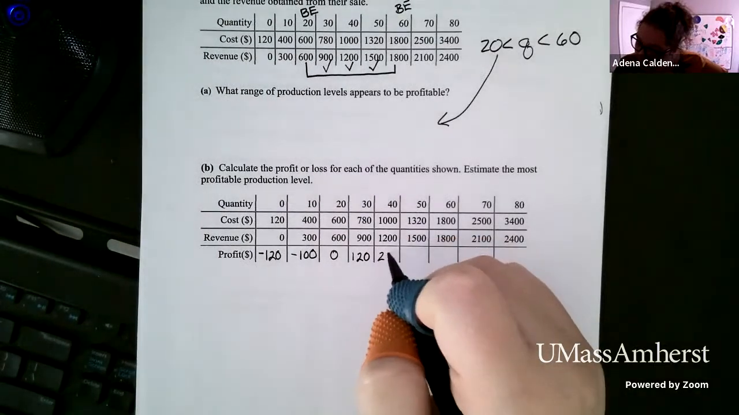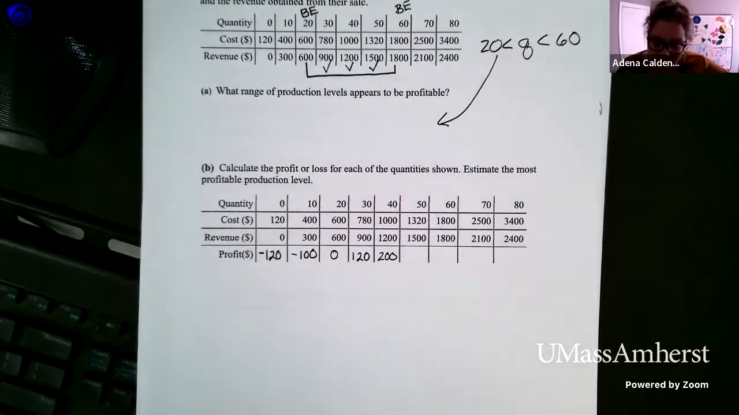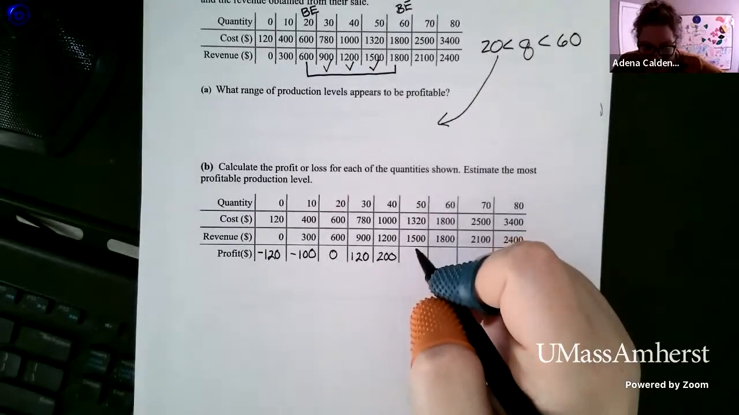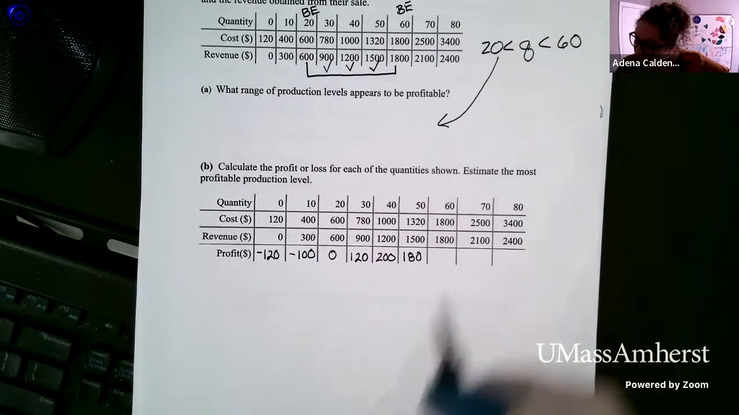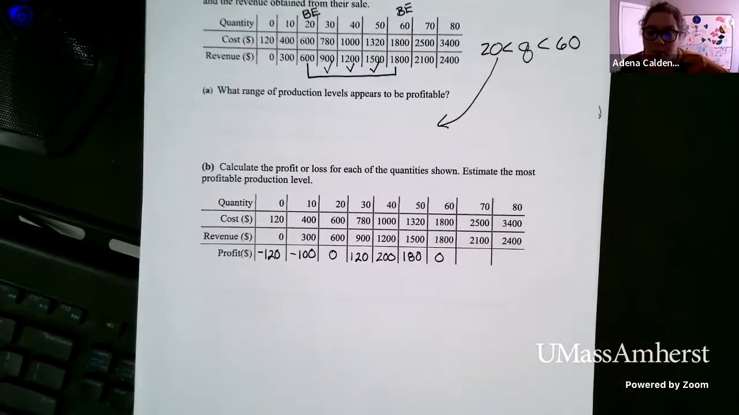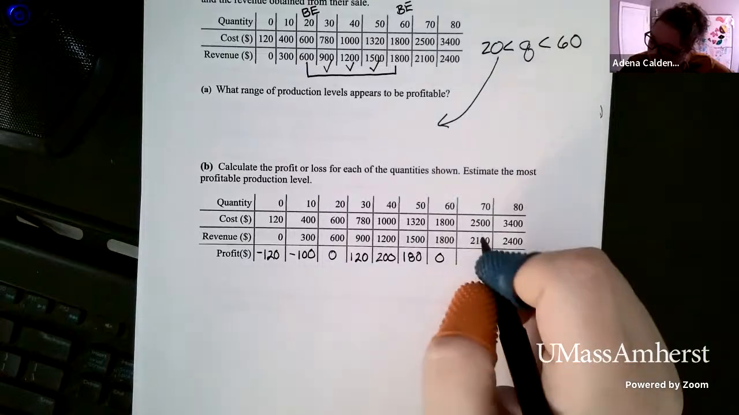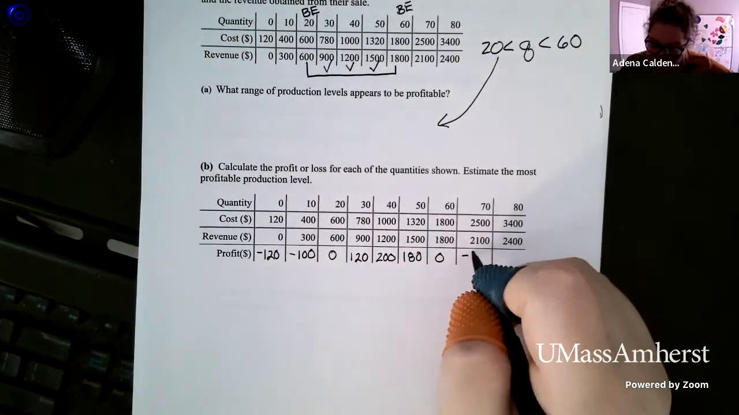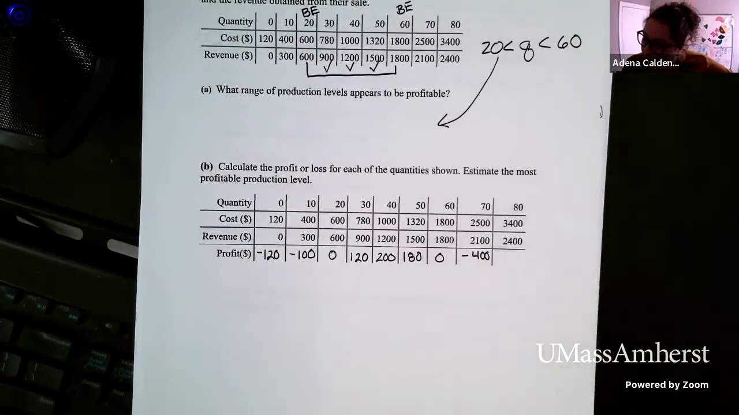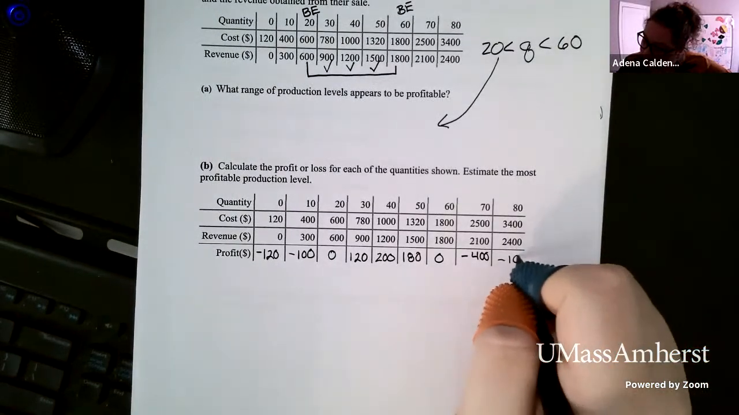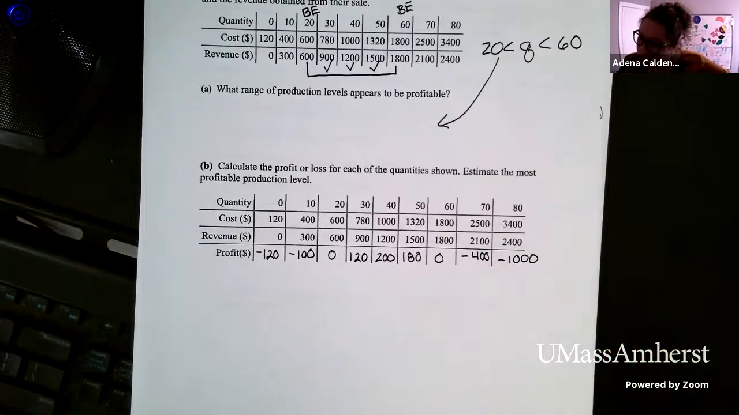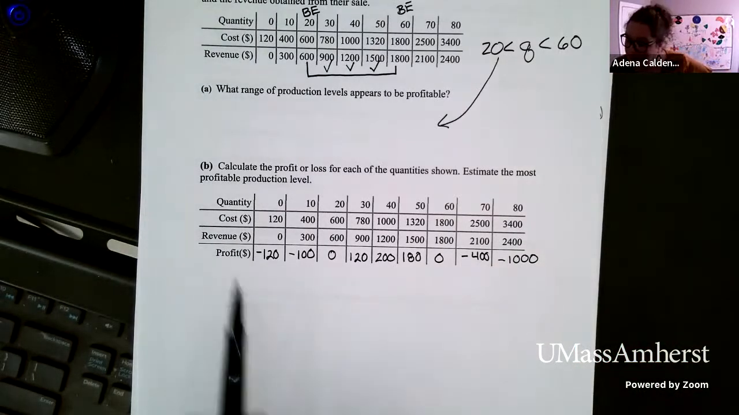1200 minus 1000 is 200. 1500 minus 1320 is 180. 1800 minus 1800 is 0. 2100 minus 2500 gives me negative 400. And then 2400 minus 3400 is negative 1000. So that's the first part.